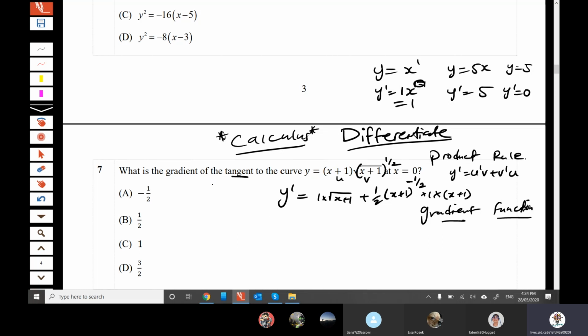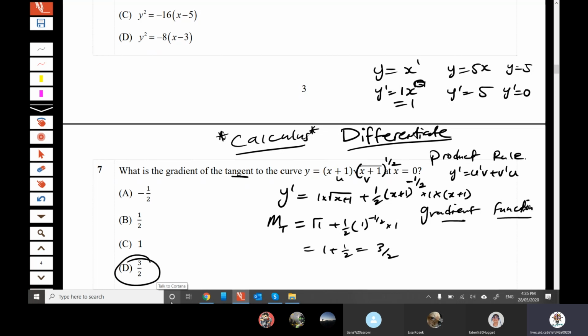If you want the gradient of the tangent at x equals 0, what do you think I'm going to say? So it's going to look like this. 0 plus 1 is 1, root 1, which is just 1, plus half. 0 plus 1 is 1, 1 to the power of negative half, times 1 times 1. Plugging it into my calculator, that is 1 plus half, which is 3 over 2. You're done.